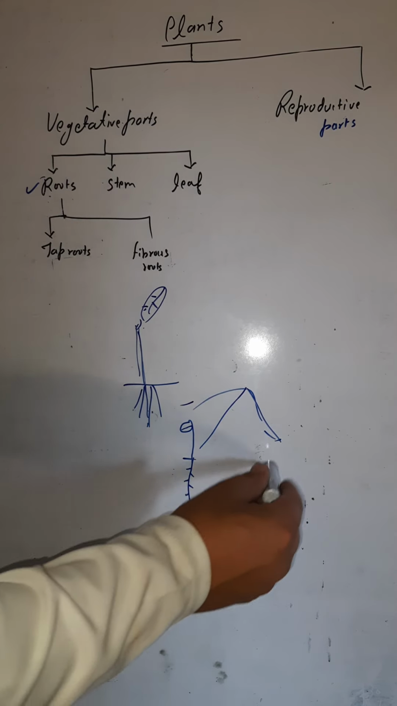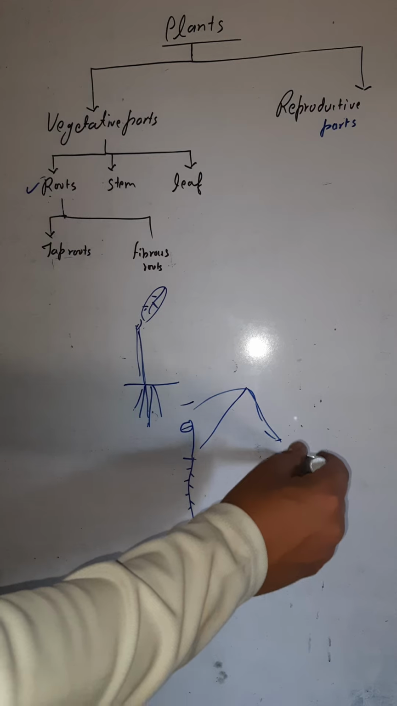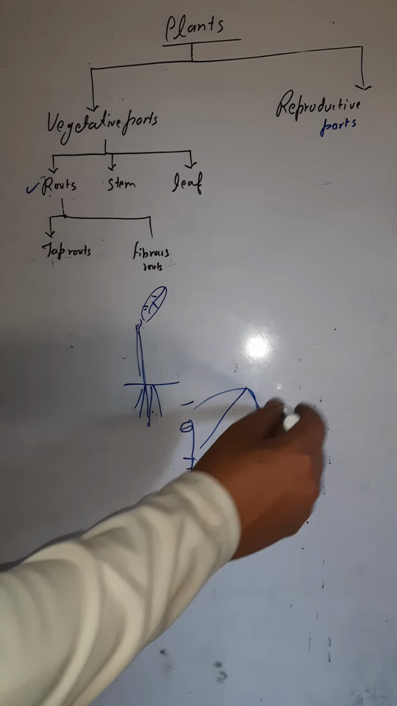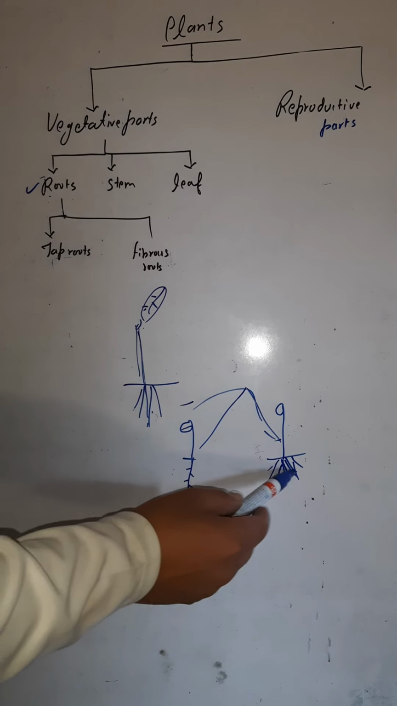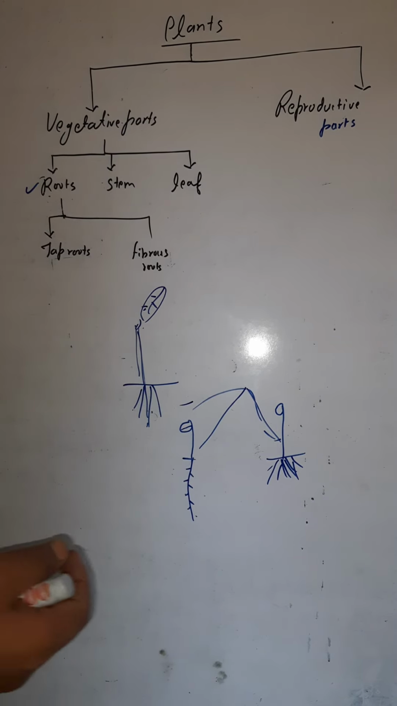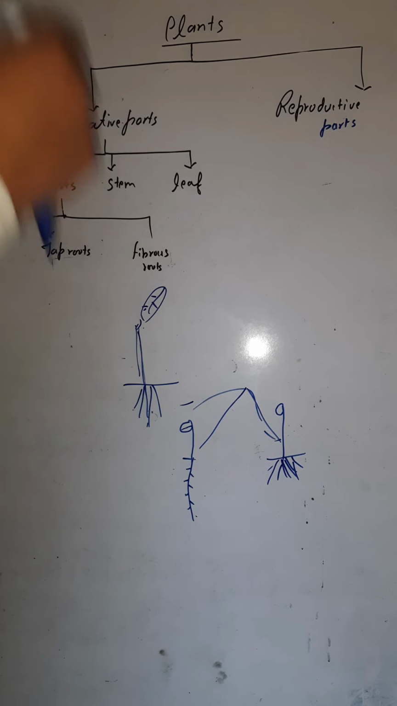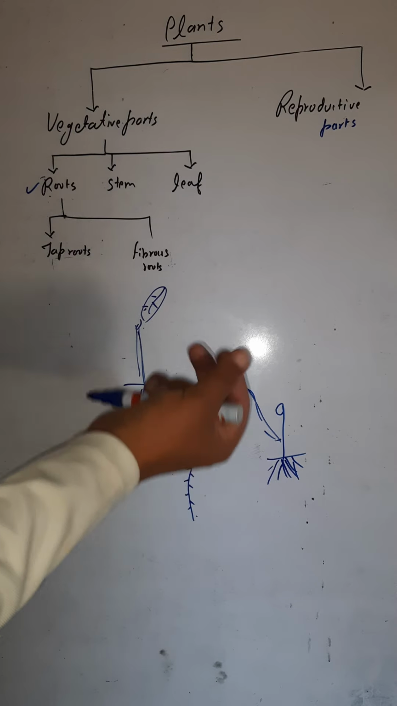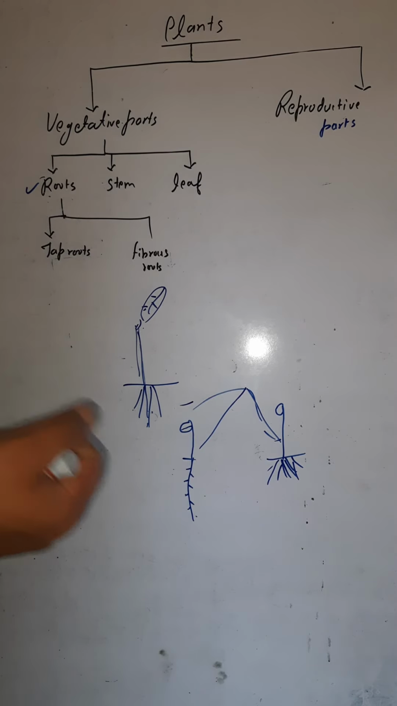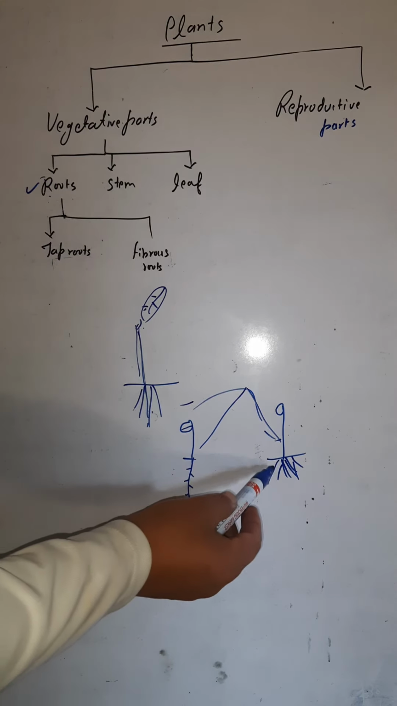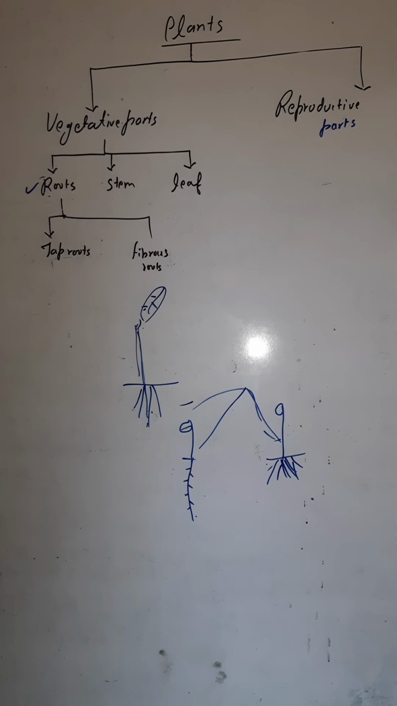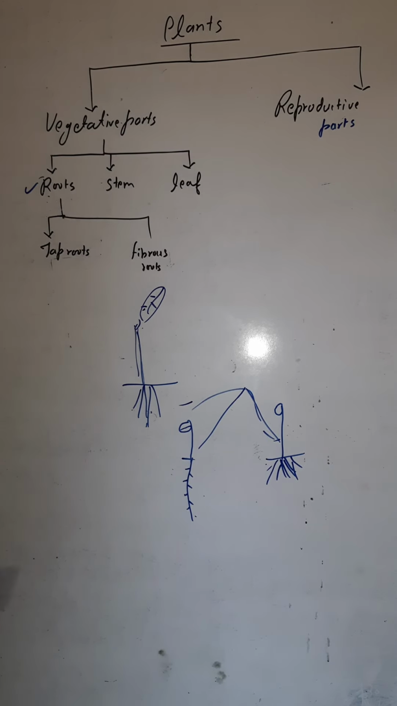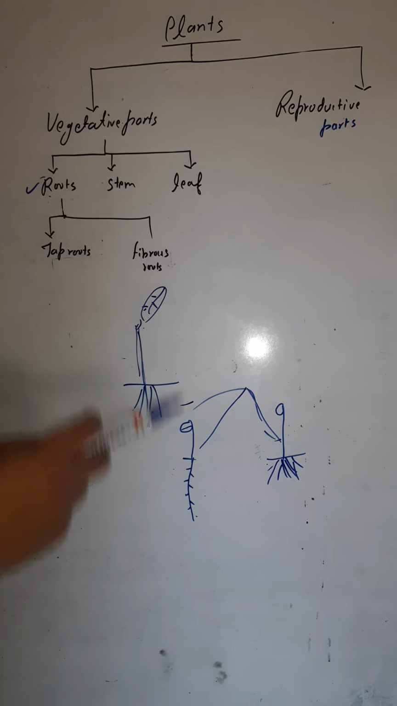The next type of roots are fibrous roots. Here the roots are widespread. You would see the roots like this. Such roots are called the fibrous roots. Suppose you take grass from the park and lift it up. You would see the roots of the grass are fibrous roots, which means the roots are widespread in the soil. So the roots can be divided into two types: tap roots and fibrous roots.